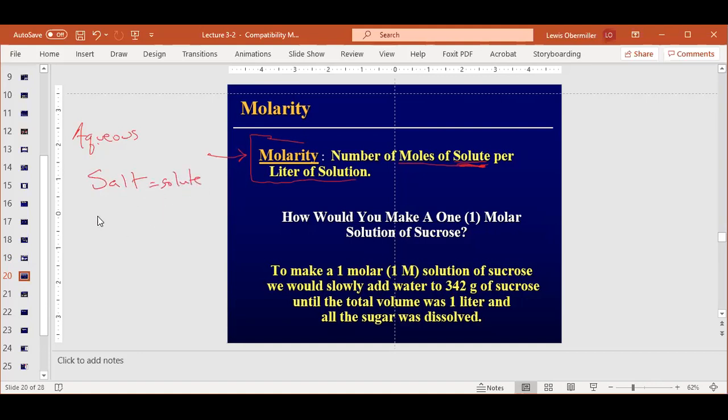Make sure you guys know these terms. The solvent is what? What's dissolving it. Right. And in this case, it would be water. And then the solution is salt plus water. Does that make sense?